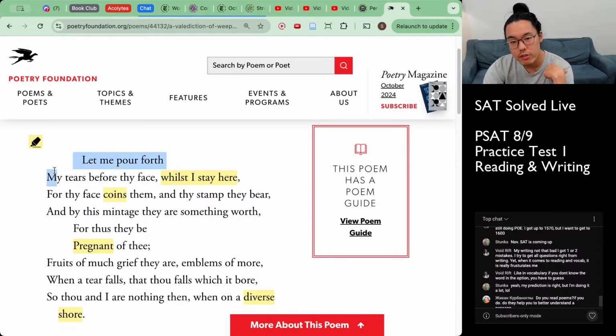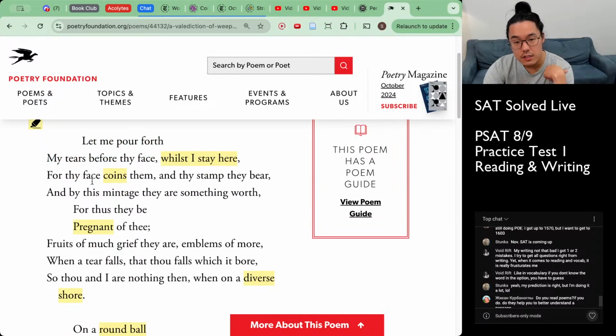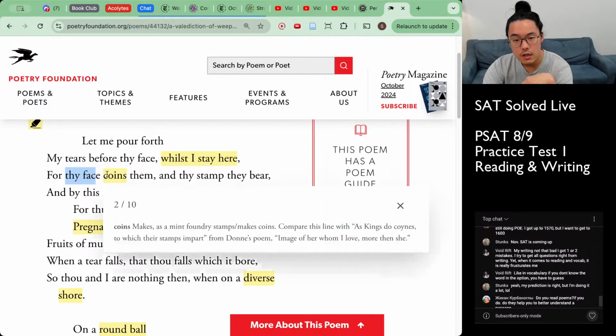"Let me pour forth my tears before your face, while I stay here, for thy face coins them." Now, this really can improve your grammar and your understanding of sentences, because you're being forced to ask: what is "them"? "Them" is tears. Your face coins my tears, right? Well, what does "coins" mean?